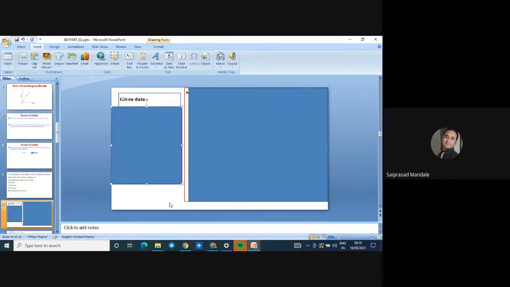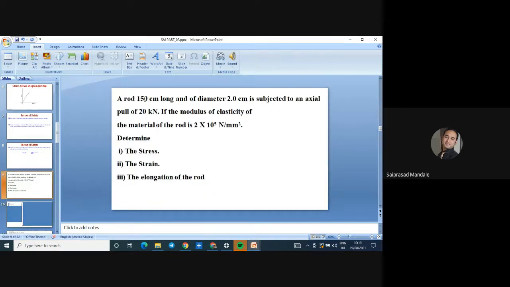Let us check what are the things given to us. A rod of 150 centimeter long. What does 150 centimeter long mean? What is that? It is the length that is given to us. Length is 150. So if I wish to convert centimeter into mm, how to convert 150 centimeter into mm?